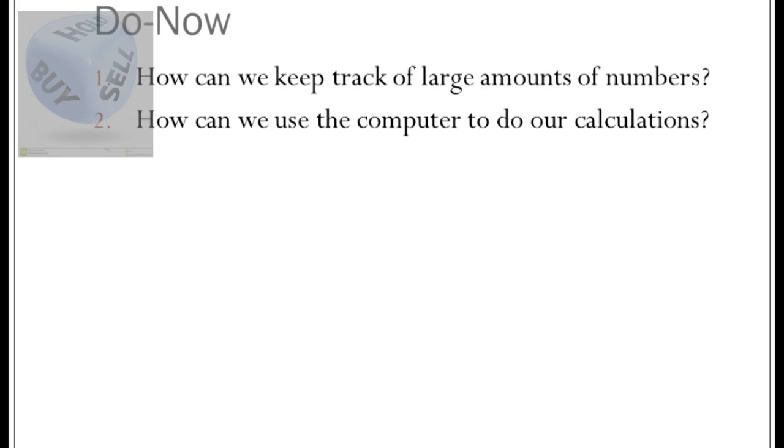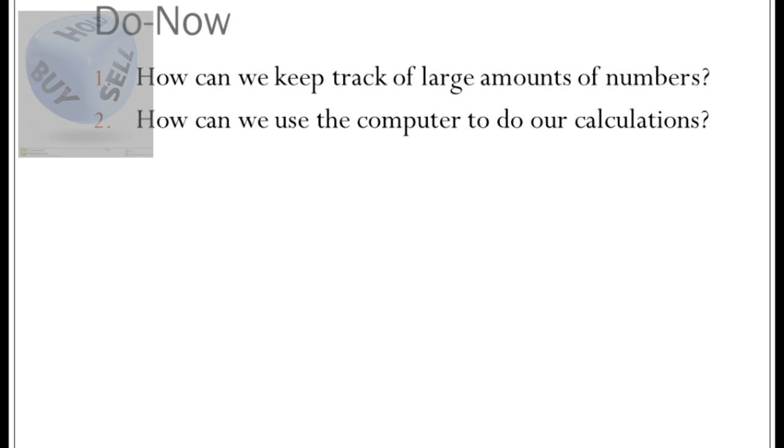Okay, to begin today, we are going to do our do now. I have two questions for you. Once I've read the questions, you can go ahead and pause and answer them either in a Google Doc or you can write them down. Number one, how can we keep track of large amounts of numbers? Companies are huge, multinational, they have tens of thousands of employees, make millions if not billions of dollars. How do they keep track of all of that? How do they keep track of their employees all over the world, how much money each one's making, how much money they're selling all their products for all around the world? That's just vast amounts of numbers, millions and millions of different numbers, and they all matter.